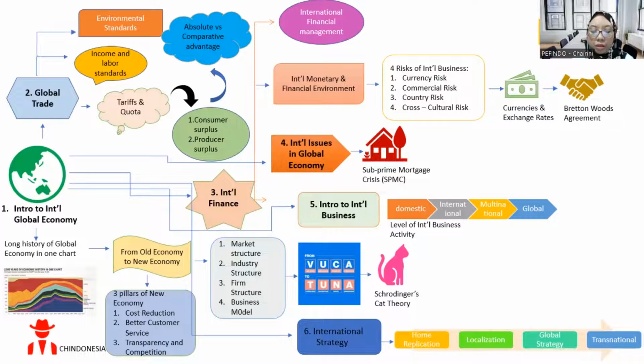What is international strategy? International strategy is a set of actions that managers take to make best use of the firm's resources and core competencies and gain competitive advantages. There are 3 strategic objectives: efficiency, flexibility, and learning. 4 strategies emerge from the integration responsiveness framework. In the international strategy, there are also 4 types of international business: home replication, localization, global strategy, and transnational.